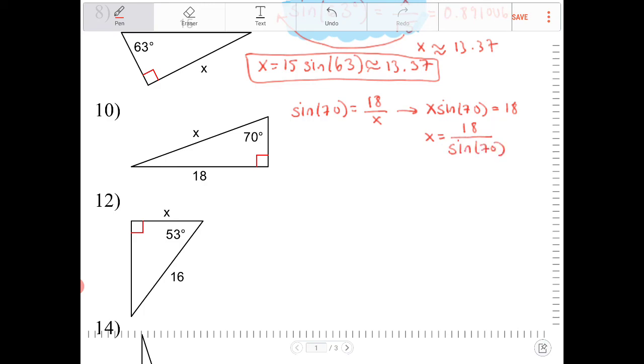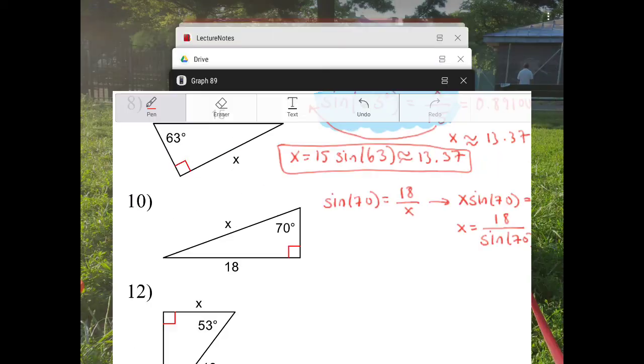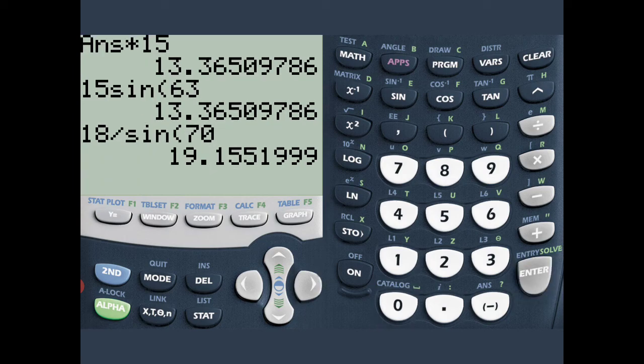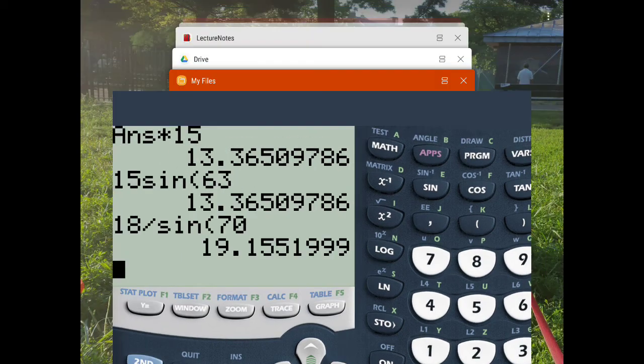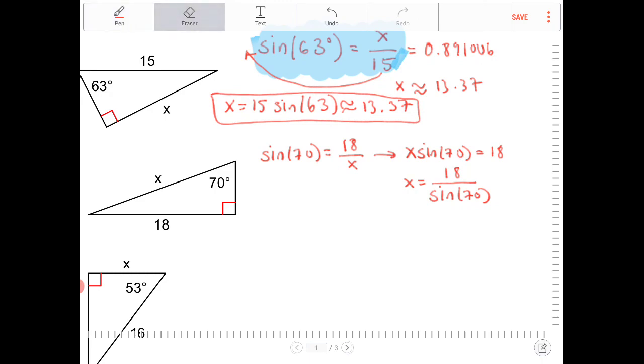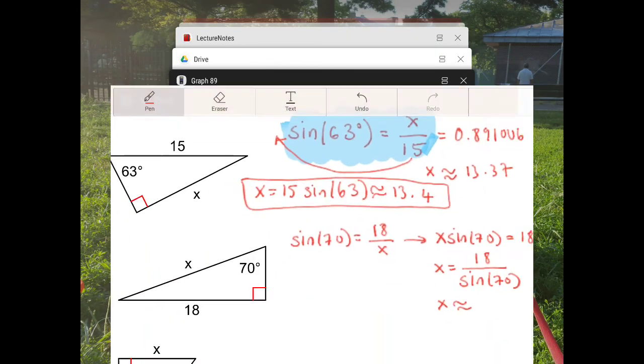And this is what I want to enter into a calculator. So I don't have to write down any decimal values. I can just do it all in one step into the calculator. So 18 divided by sine 70. And that would be 19.155 or 19.16. Oh, I'm sorry, it says round to the nearest tenth. I made an error. So this before should be 13.4. And here, this answer is, what was that answer again? 19.2.